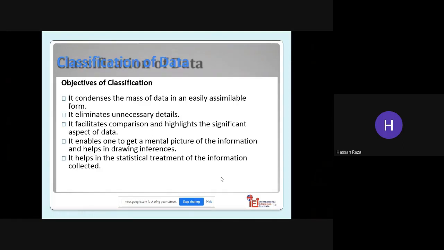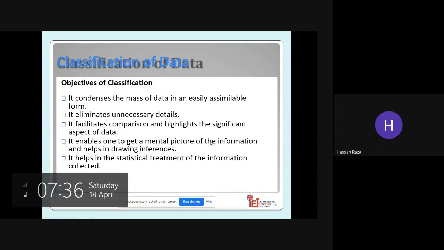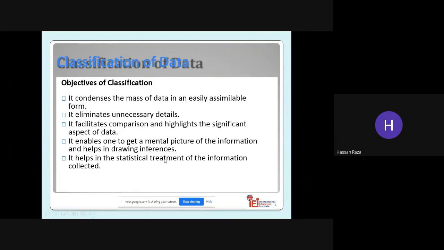Objective of classification, basically we have been discussing in the previous lecture. It condenses the mass of data in an easily assimilable form. So it means if we have a large volume of data, we are going to represent it just like a summary of the data. It eliminates unnecessary detail. It facilitates comparison, and highlights significant aspects or significant values of the data. It enables one to get a mental picture of the information and helps in drawing inference. It helps the statistical treatment of the information. It means by using classification technique, tabulation, frequency distribution.